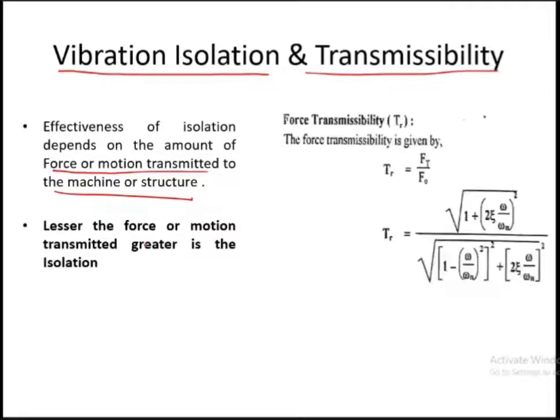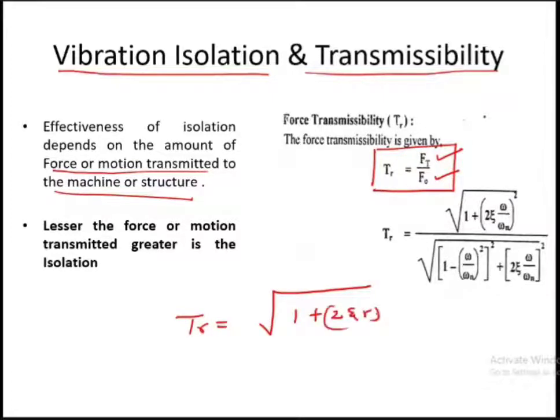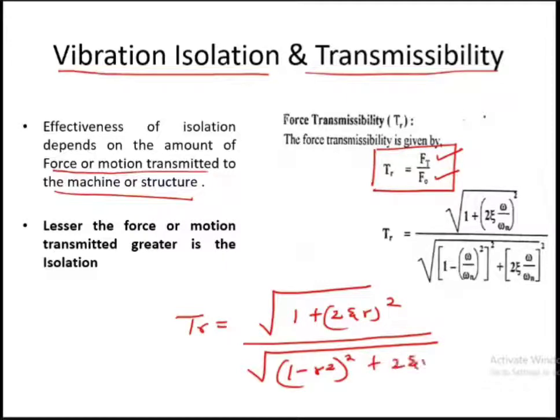Finally, we derived the equation for the transmissibility. What is transmissibility? It is the ratio of the force transmitted to the foundation, Ft, to the impressed force F0. We got the equation as Tr equals square root of 1 plus (2 zeta r) squared, divided by square root of (1 minus r squared) squared plus (2 zeta r) squared. This is what we derived for the transmissibility, Tr. Then we also understood the frequency response curve for the different values of frequency ratio, and the corresponding Tr.